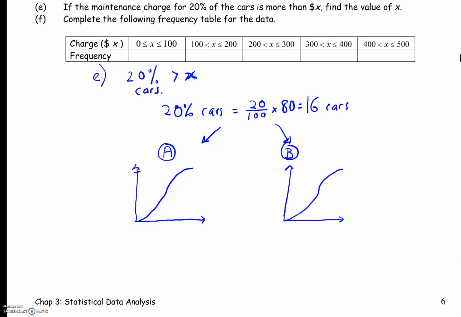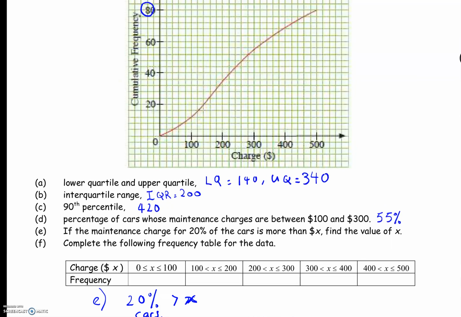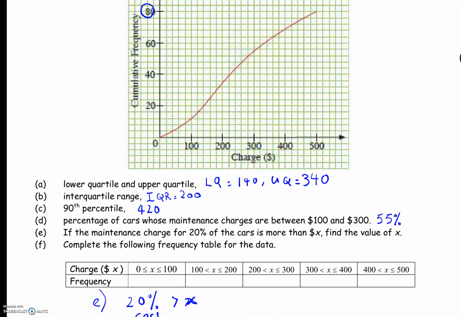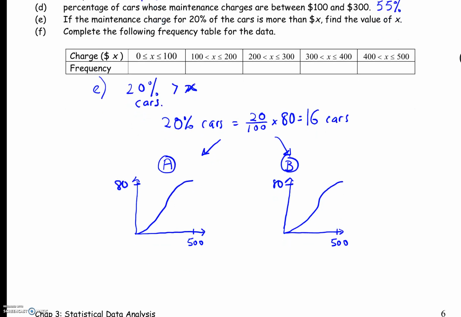Now of course this is 80. And what is the last number here? Last number on the horizontal axis, 500, right? So we just mark a line here, we say 500. Okay? Everyone done with these two graphs?